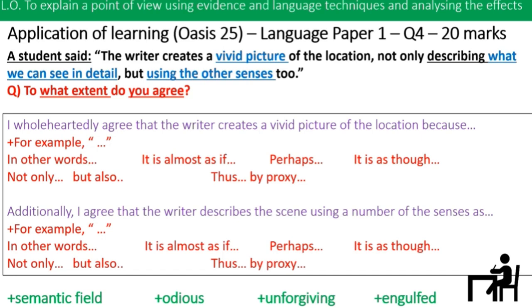Additionally, I agree that the writer describes a scene using a number of senses. For example, is where you put the quote in and then use the sentence starters and the notes you just got to write out those paragraphs. So pause there, spend 10-15 minutes writing out those 2 paragraphs. That should give you an idea of what's needed for your question 4 in language paper 1.